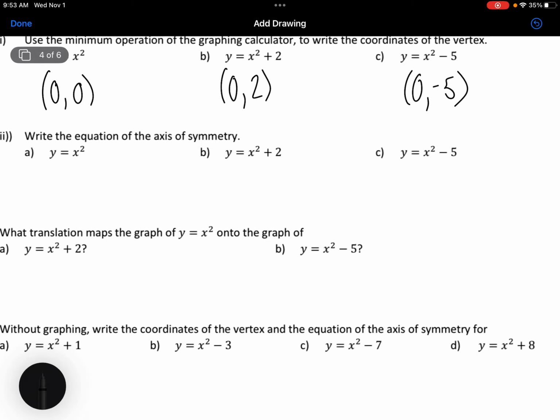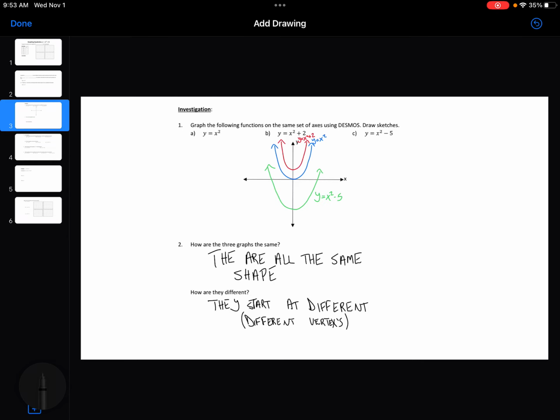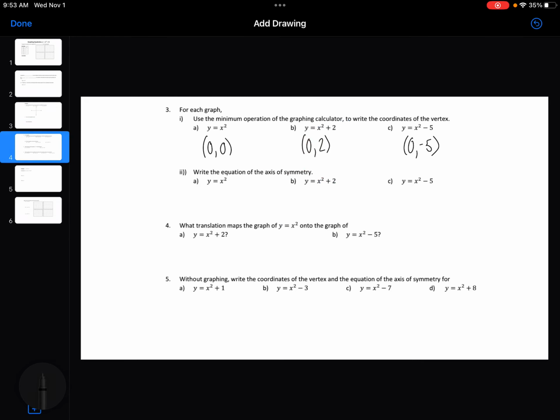Now the axis of symmetry hasn't changed either. It's always that line that we look at in the graphs. The axis of symmetry in each case here is just the y-axis. The y-axis happens at x equals 0. We haven't moved it left or right at all. So we have x equals 0 for all of them.